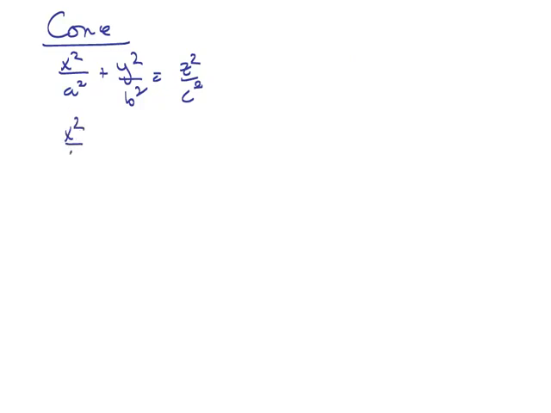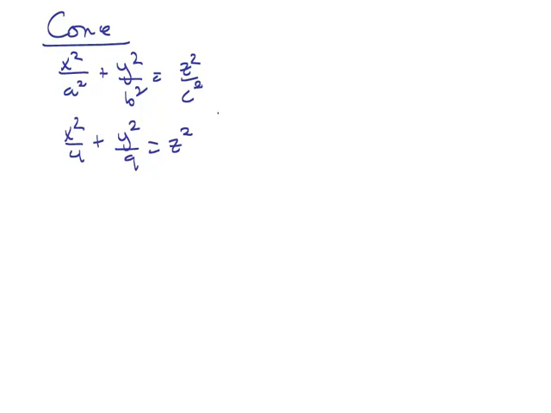Let's take a look at a couple more of these quadric surfaces. The next one I want to look at is the cone, with general form: x squared over a squared plus y squared over b squared equals z squared over c squared. Again, let's look at a specific example: x squared over 4 plus y squared over 9 equals z squared over 1. Just to get the idea.